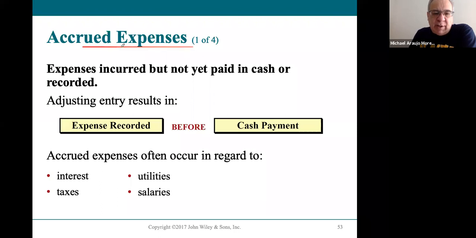There are 2 accrued expenses that the book covers with you. An accrued expense is an expense that happened in that particular period, but you haven't paid it yet. Okay.